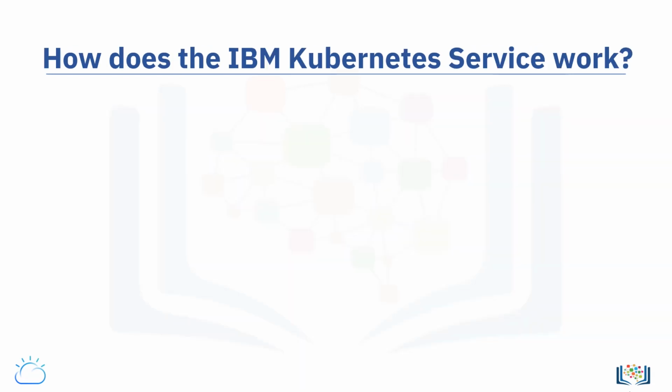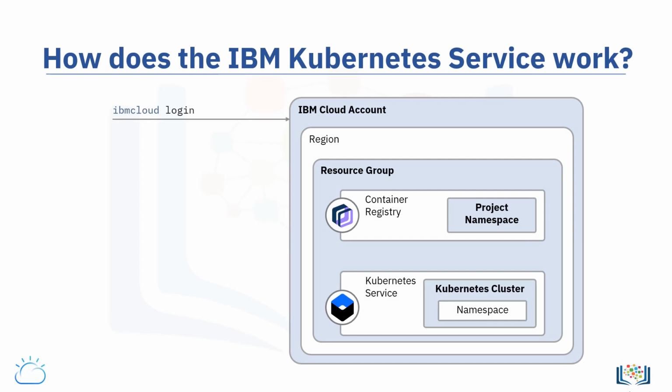So how does the IBM Kubernetes service work? How would you interact with it? At a high level, it would look like this. You'd first start off by logging into your IBM Cloud account. You'd select a region. You'd select a resource group.